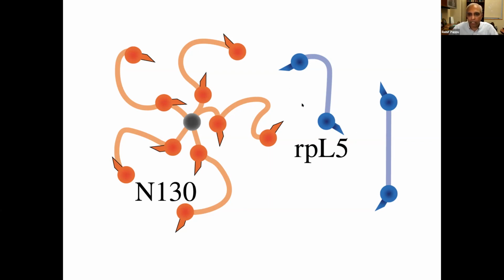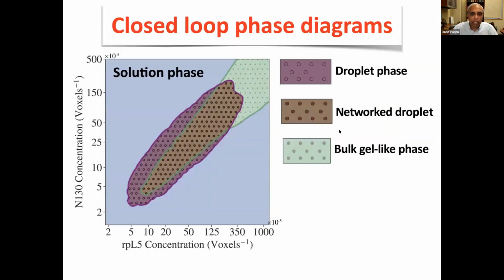So let's look at our sort of physicist's version of N130 and RPL5. Basically, this is telling us that we have a sort of divalent molecule, so we flood our system with multiple RPL5s. We then can titrate the concentration of N130. Note these curious units because we're doing simulations on a lattice. So our concentrations are measured in units that are per voxel of the lattice. There's no micromolarity here, right? And then we've got RPL5 that is titrated here.